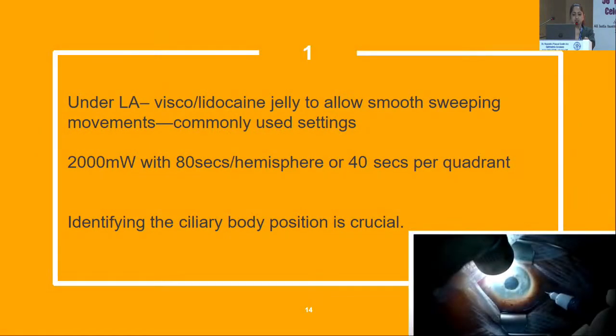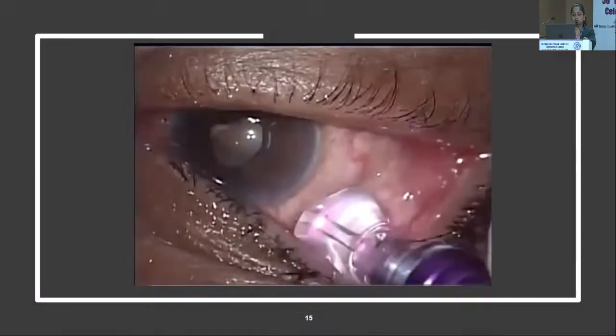So the procedure: under local anesthesia, you have to use a viscoelastic agent or a lidocaine jelly so as to allow smooth sweeping movements. The commonly used settings are 2000 milliwatt with 80 seconds per hemisphere or 40 seconds per quadrant. Identifying the ciliary body positions using illumination is crucial.